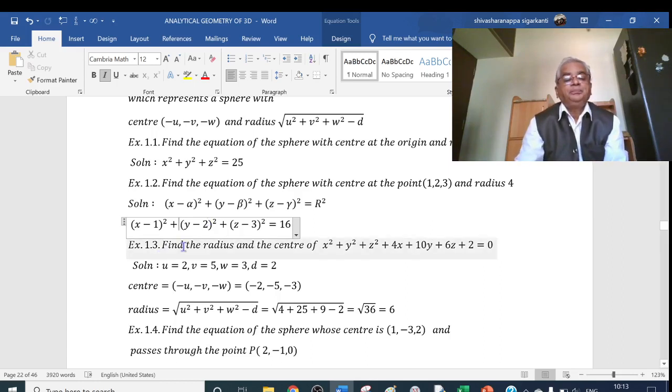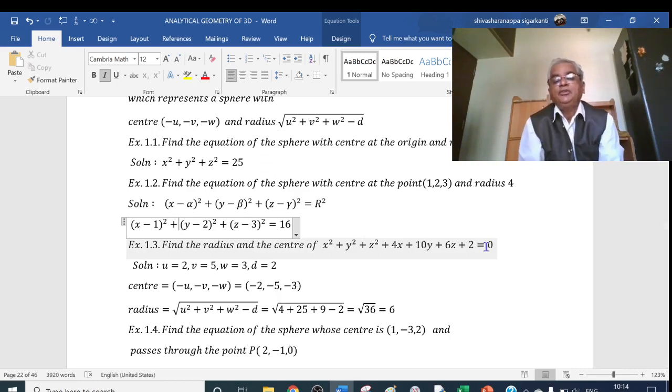Next example, find the radius and the center of x² + y² + z² + 4x + 10y + 6z + 2 = 0. This represents a sphere because it is in the form x² + y² + z² + 2ux + 2vy + 2wz + d = 0. We have to find the radius and the center.